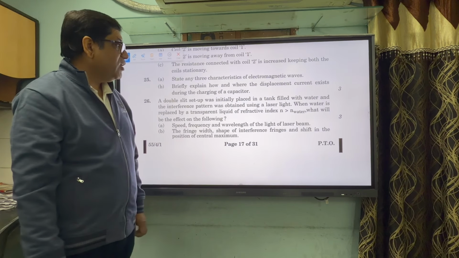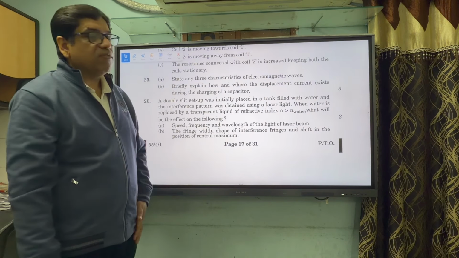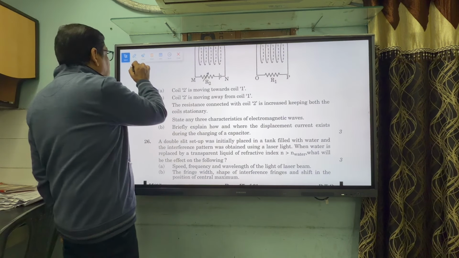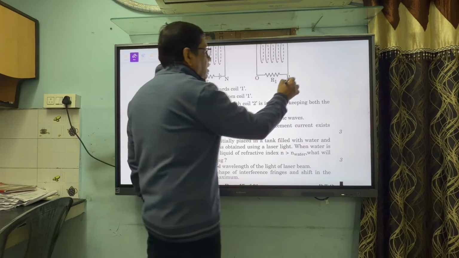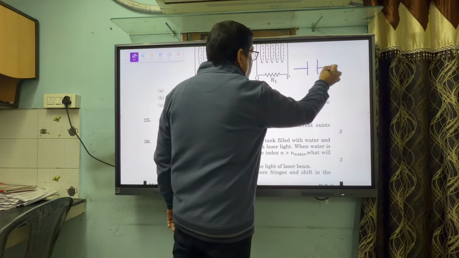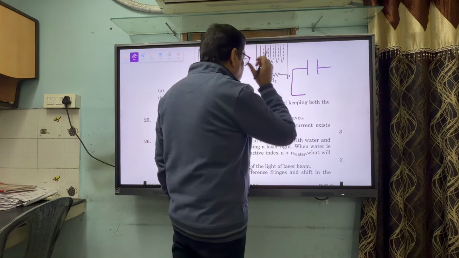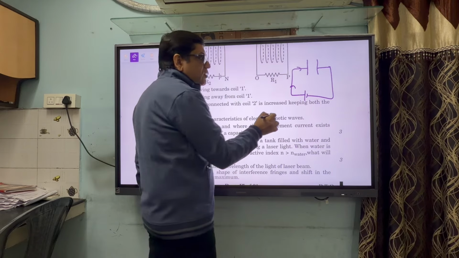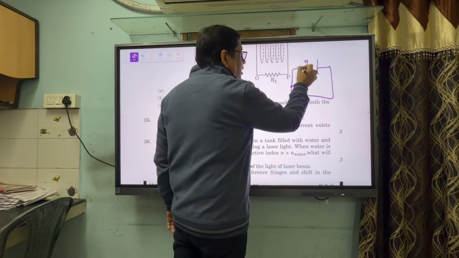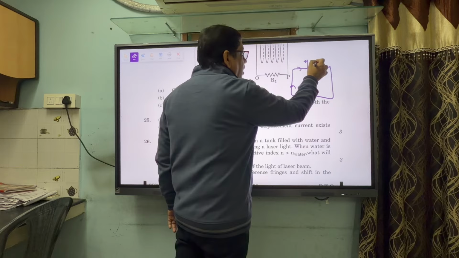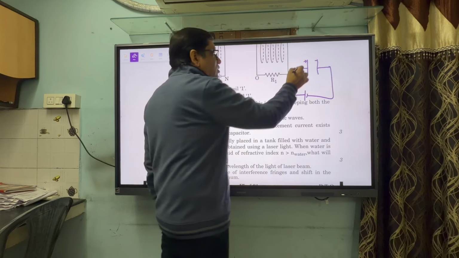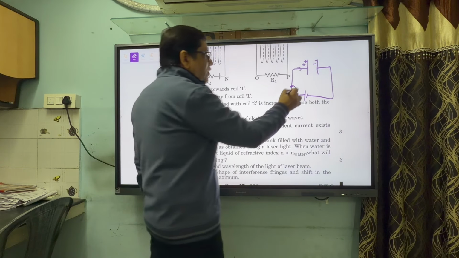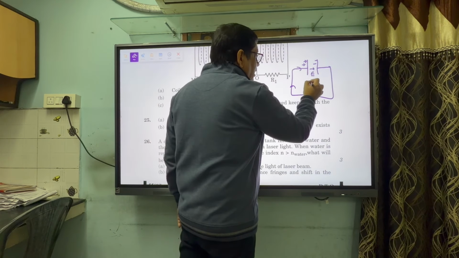Briefly explain how and where the displacement current exists during the charging of a capacitor. Okay. When we are charging a capacitor, this is the capacitor, it is being charged by a battery. During charging, what is happening? This plate is continuously getting more and more positive charge, and this is getting negative charge. Positive charge is increasing here, negative charge is increasing. So the electric field between the plates is increasing.